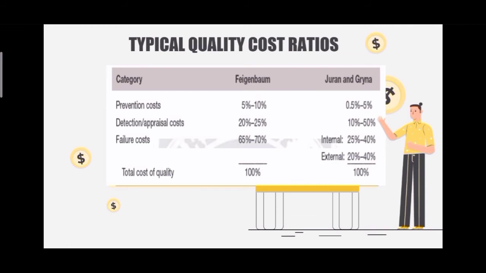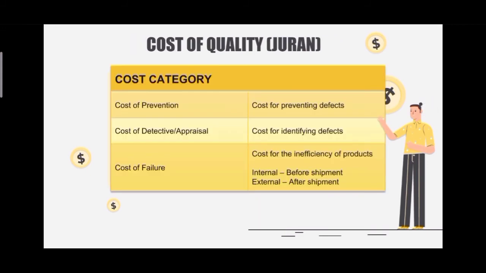In Feigenbaum's model, prevention costs are 5% to 10% of the total cost of quality. The detection and appraisal costs are 20% to 25%, while the failure costs are 65% to 70%. While in Juran and Gryna's model, the prevention costs are 0.5% to 5%, while detection appraisal costs are 10% to 50%. Failure costs are, in internal failure costs, we have 25% to 40%, and then external failure cost, we have 20% to 40%. Then we have the cost of quality according to Juran's model.